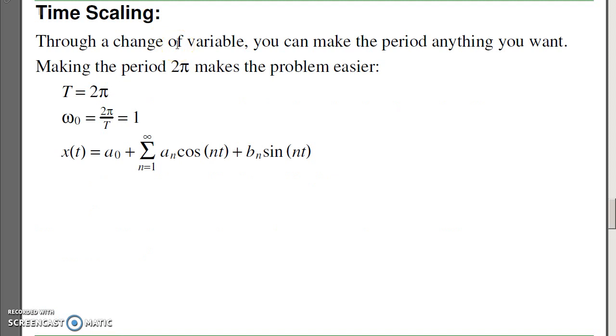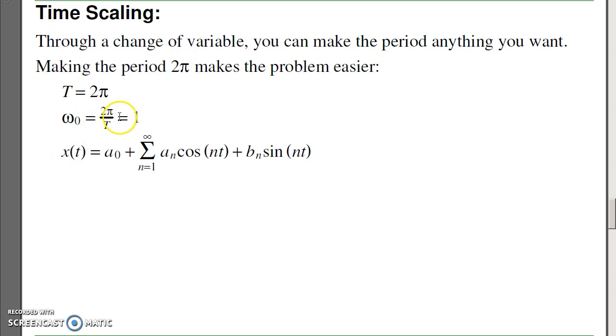That's how you find the Fourier coefficients. There is a shortcut. Time is not a universal constant. I can do a change in variable and change the period to be anything I want. A period which is very convenient is 2 pi. The reason I like 2 pi to be the period is because the fundamental frequency is 2 pi over the period, or in this case becomes 1.